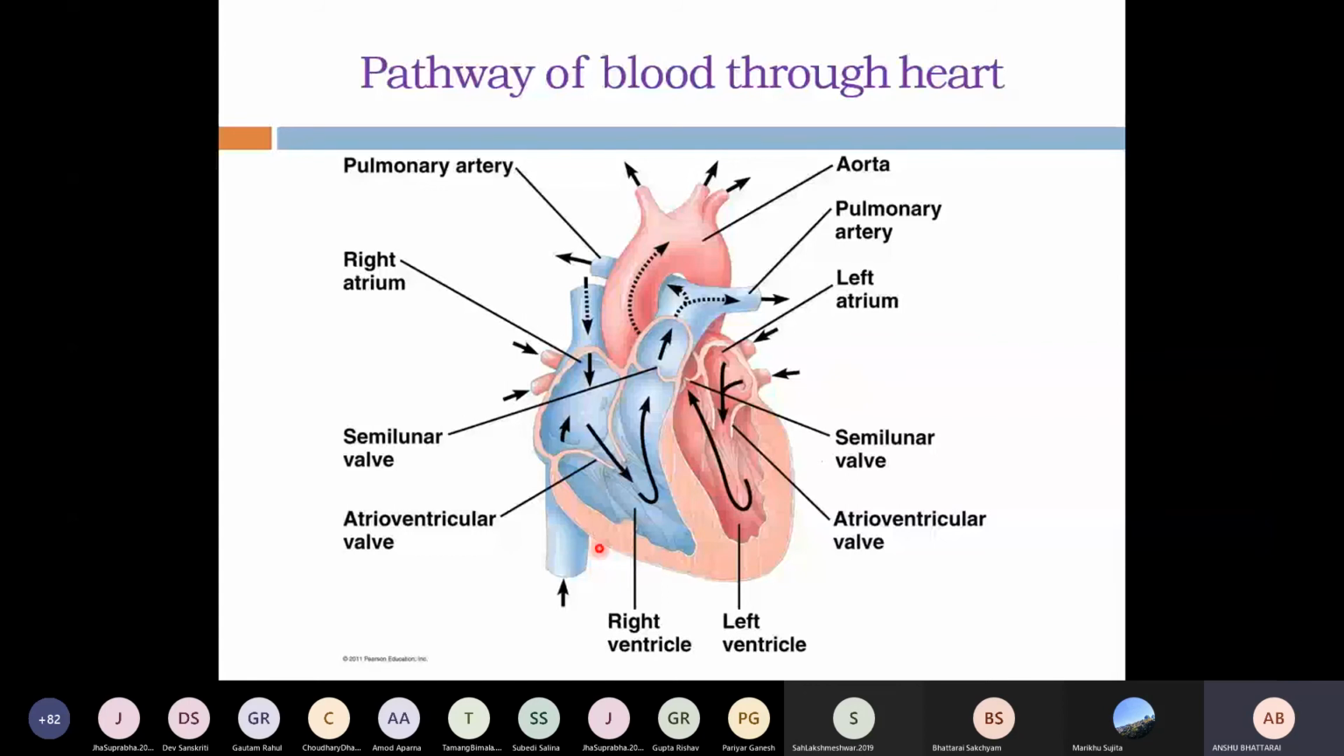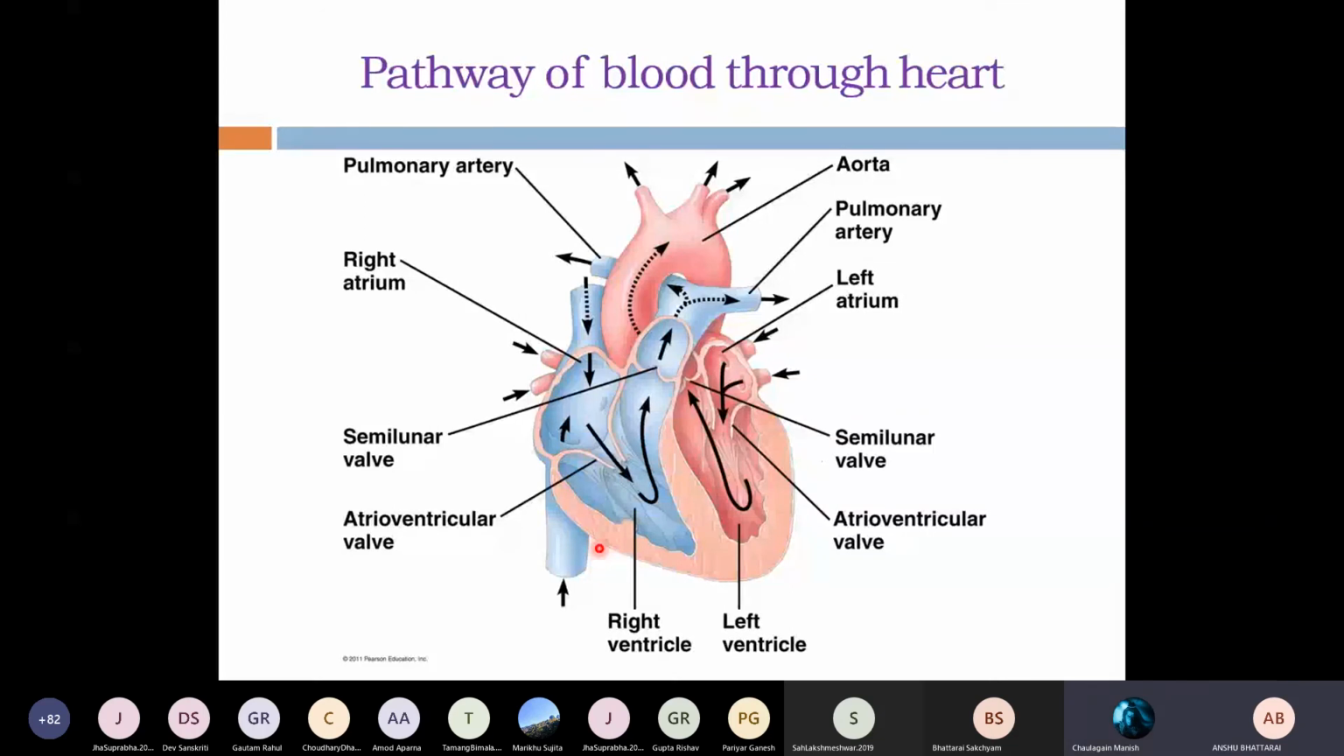Manish Saulagai, are you there? Manish, please explain this. First of all, the deoxygenated blood is collected from the upper part of the body by the superior vena cava and from the lower part of the body by the inferior vena cava to the right atrium. And through the right atrioventricular valve, it is then passed to the right ventricle. What is the name of the right atrioventricular valve? That is the tricuspid valve.